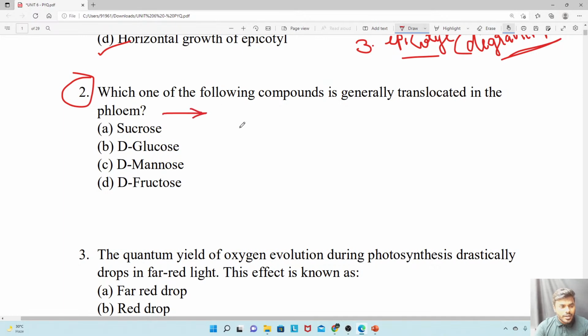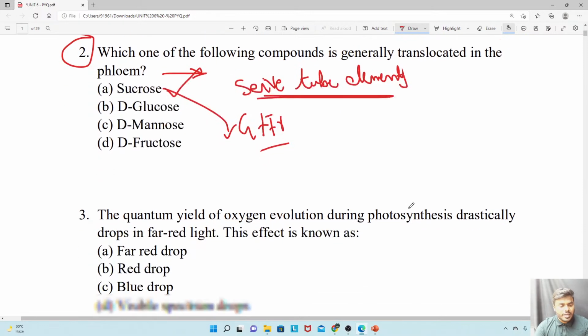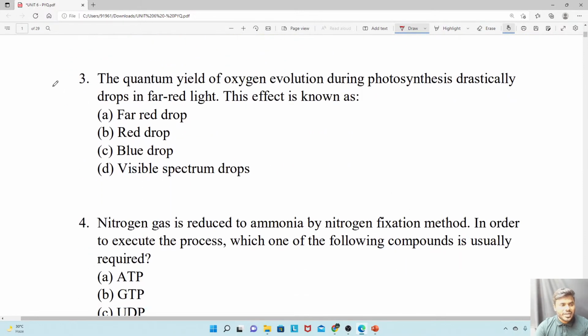In the sieve tube elements of the phloem, glucose cannot be transported, friends. Actually, this glucose can be combined with fructose and it gives rise to sucrose. Sucrose only can be transported in the sieve tube elements. That's good.